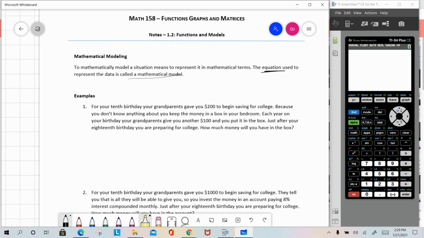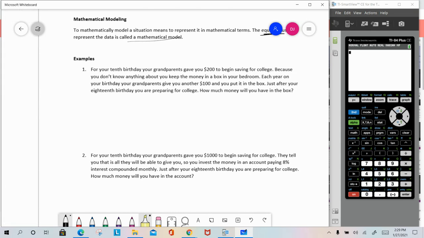For your 10th birthday, your grandparents gave you $200 to begin saving for college. Because you don't know anything about saving, you keep the money in a box in your bedroom. You don't know anything about banking or interest. We'll talk about that later in the course, but you decide to keep your money in a box. Each year on your birthday, your grandparents give you another $100, and you put it in the box. Just after your 18th birthday, you're preparing for college. How much money will you have in the box?